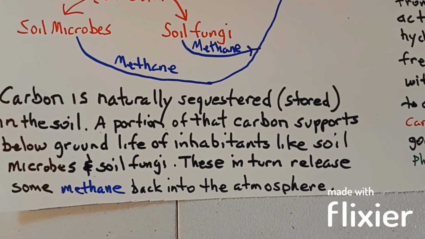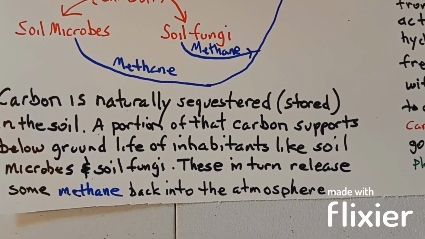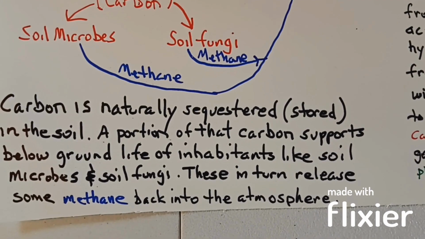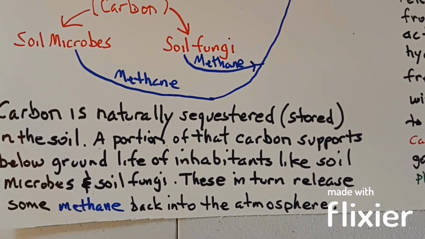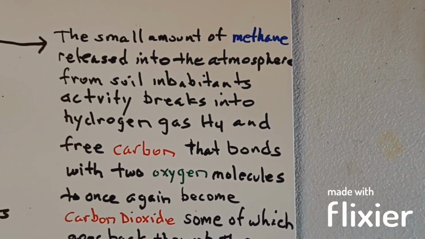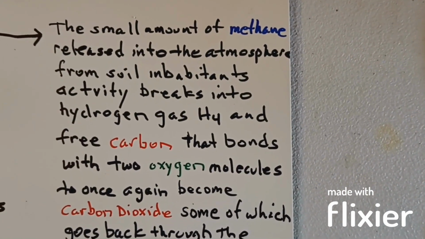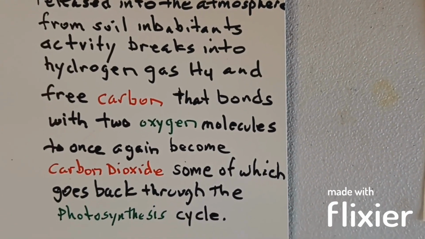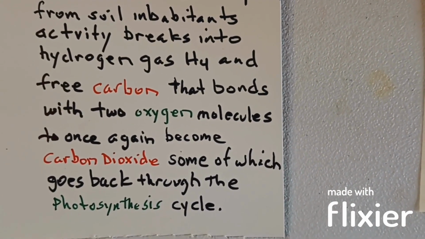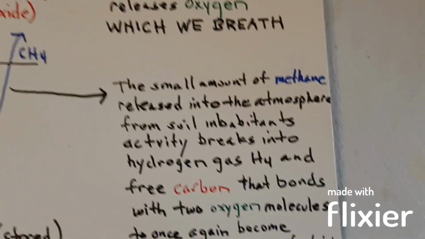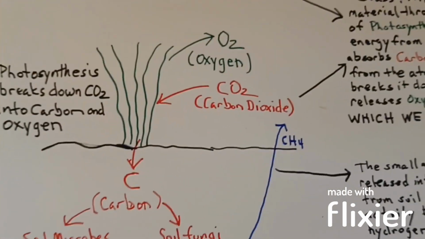A portion of that carbon supports below ground life of its inhabitants like soil microbes and soil fungi. These in turn release a little bit of methane back into the atmosphere. The small amount of methane that's released back into the atmosphere from soil inhabitants and activity breaks into hydrogen gas and free carbon that bonds with two oxygen molecules to once again become carbon dioxide, some of which goes back through the photosynthesis lifestyle. Well, a good question to ask is, how does that pertain to agriculture?